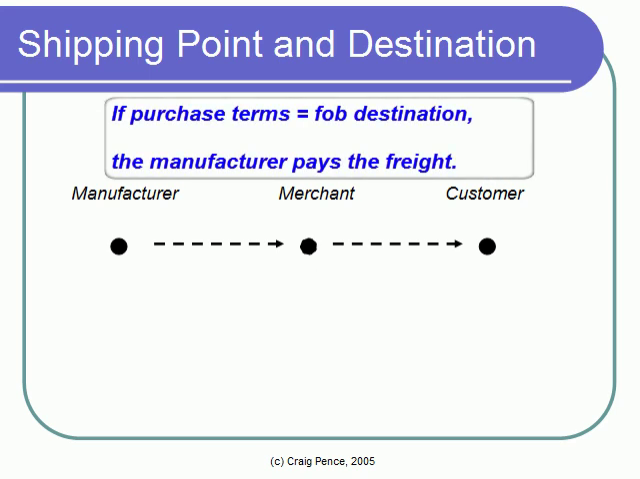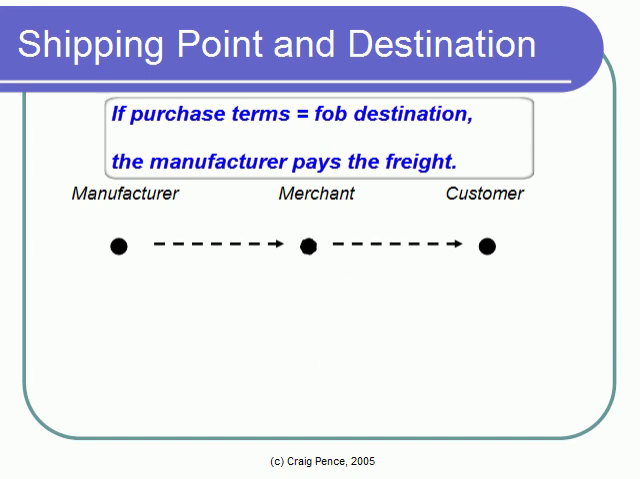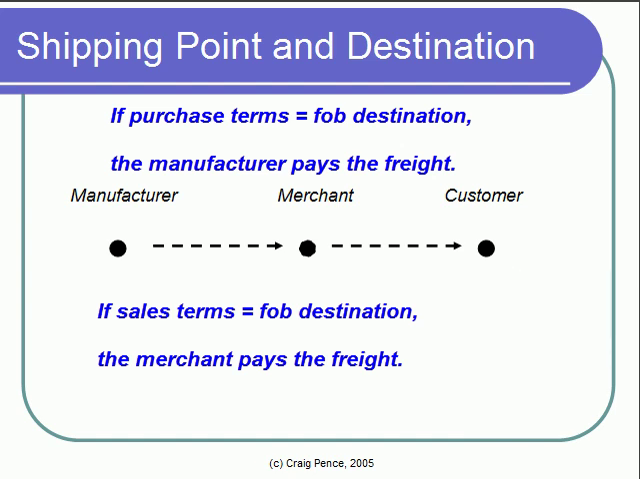If the terms are FOB destination, then we can easily tell by referring to our diagram that the destination will be the merchant's place of business, and therefore the manufacturer will have to pay the freight. Or in the case of a sale, with terms FOB destination, the customer is the destination, and the merchant will have to pay the freight.